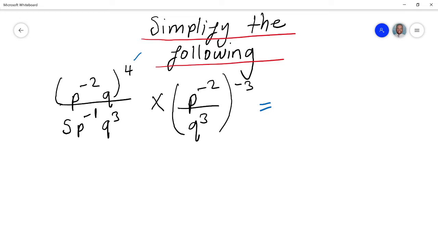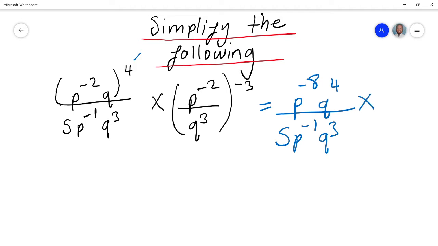I've got p to the power negative 2 q, the whole thing to the power 4. All right, what I now need to do is multiply negative 2 times 4. So that's going to be p to the power negative 2 times 4, which is negative 8, and q to the power 4. All right, so that's what we get there, over 5 p to the power negative 1 q to the power 3, times, we now need to do exactly the same.